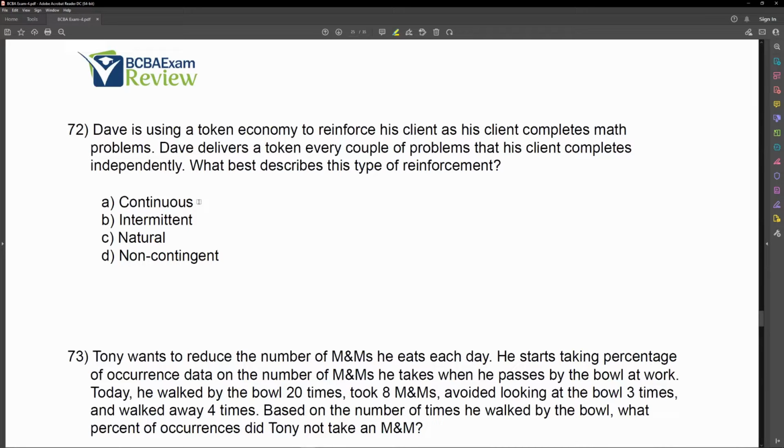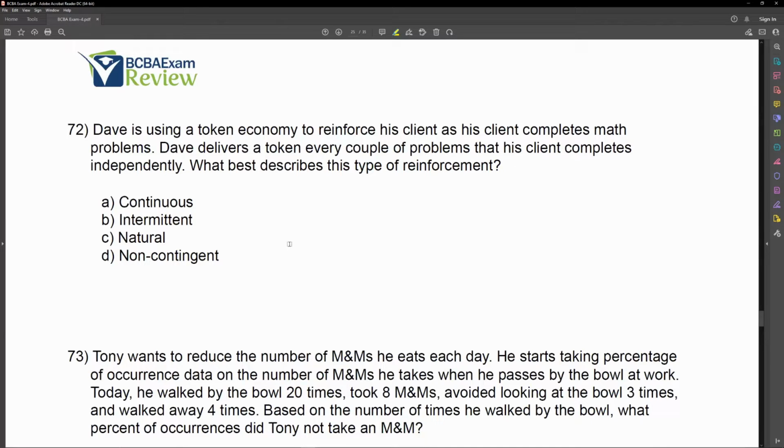The fixed ratio 1, where every response is reinforced. In this scenario, it's going to take a couple of problems to get reinforced. It's not continuous. It's not natural, right? Because we have a certain schedule we're on. And it's not non-contingent because it is contingent on the client completing some problems.